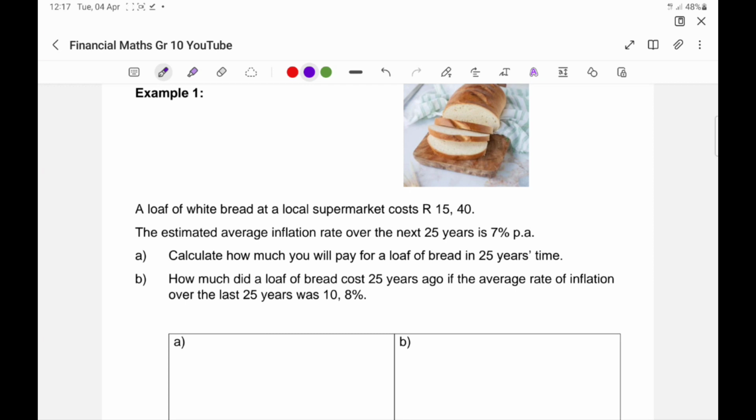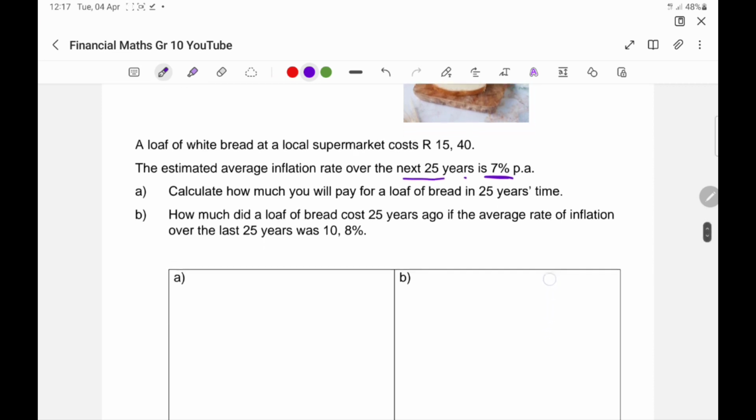Okay, so inflation as we know it. I remember when we paid 6 Rand a loaf of bread, and nowadays it's 15, 16 Rand a loaf of bread. A loaf of bread at a local supermarket costs 15 Rand 40. The estimated average inflation rate over the next 25 years is 7% per annum. Calculate how much you will pay for a loaf of bread in 25 years' time.